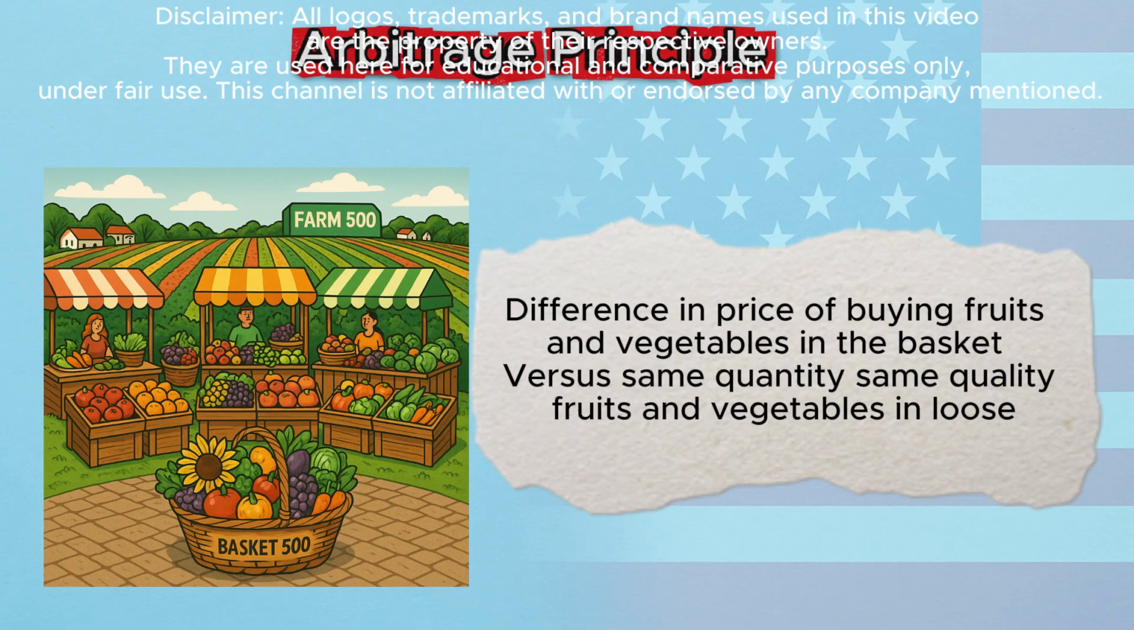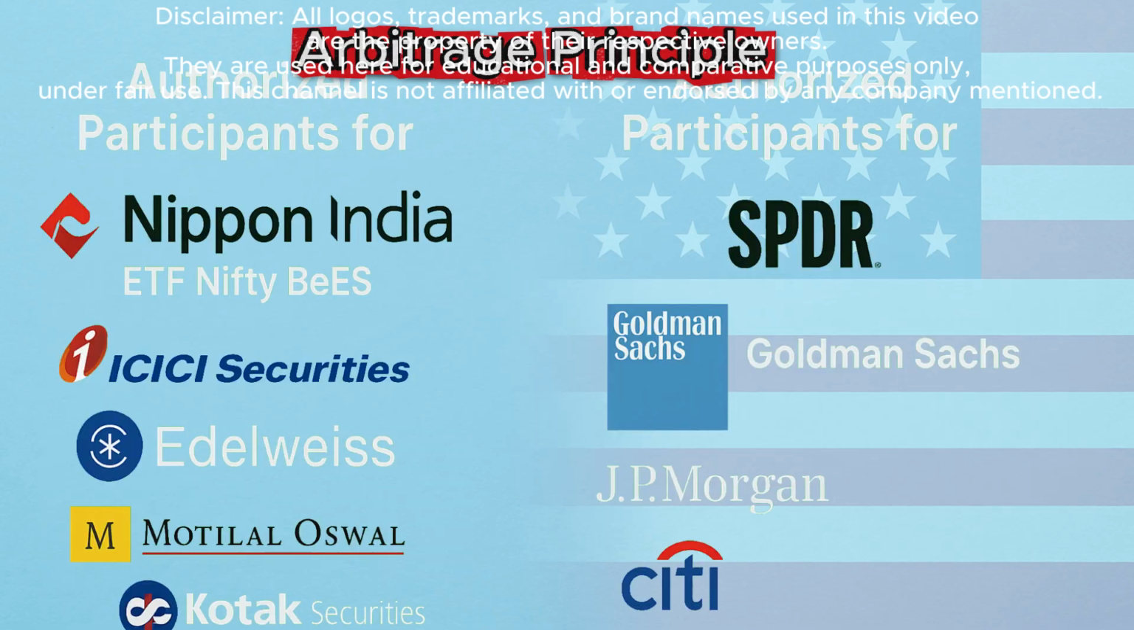Now, why does arbitrage exist? ETFs like NiftyBees or SPY trade on an exchange just like a stock. At the same time, each ETF has an underlying basket of stocks which holds a net asset value. If the ETF price drifts away from the net asset value, arbitrageurs like the authorized participants will step in to profit, and in doing so, they bring prices back in line.